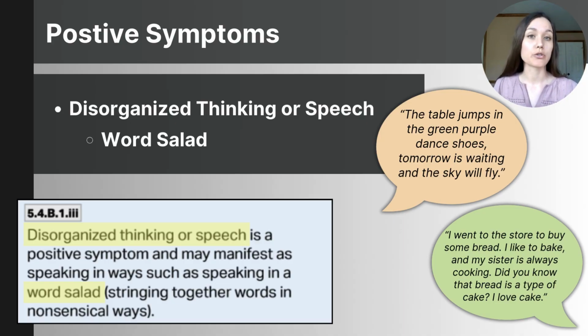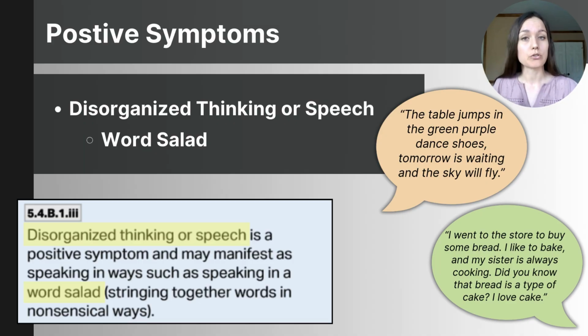Word salad occurs when words are jumbled together in a way that doesn't make logical sense. Their speech may be a random mix of words with no meaningful connection. And I have an example of that in the first speech bubble. The sentence is, "The table jumps in the green purple dance shoes. Tomorrow, waiting, and the sky will fly." In this example, the words don't connect in any clear or logical way, making it difficult to understand.